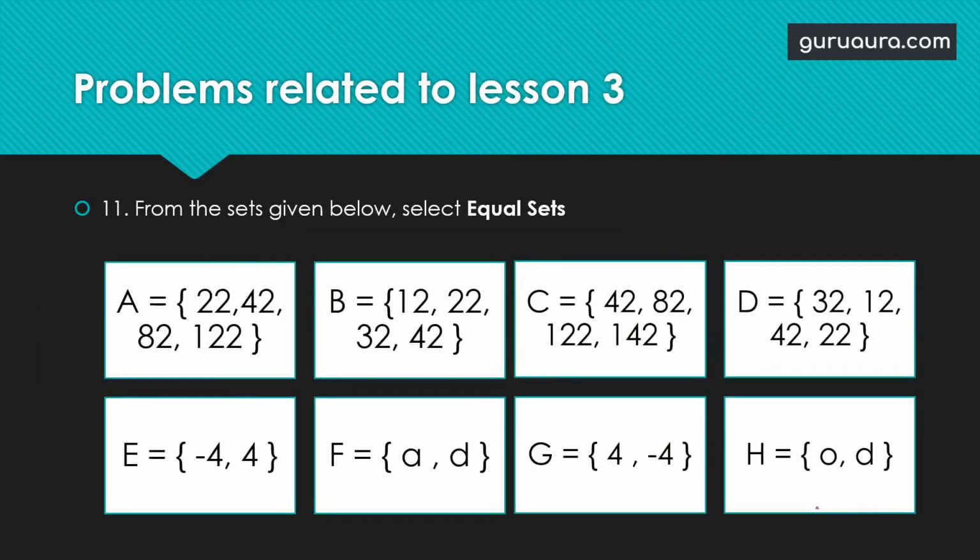Now let's move to the next question. From the sets given below, select equal sets. Here we have 8 sets and we need to find the equal sets. Again, pause the video and try to find the equal sets. And we'll see the answers in the next slide. Now let's see the answers. So, from the given sets, we have 2 equal sets. They are B and D, and E and G, as they have the same elements.